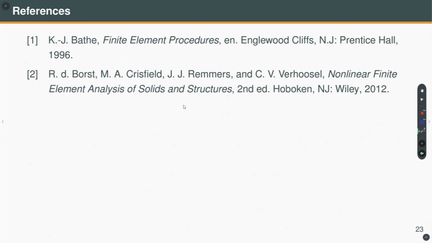Okay. So, these are the references that I have used. With that, I will stop in this lecture here. In the next lecture, what we will do? We will do one example to understand this Newton-Raphson and modified Newton-Raphson approach. We will do both hand calculation as well as OpenSees example.